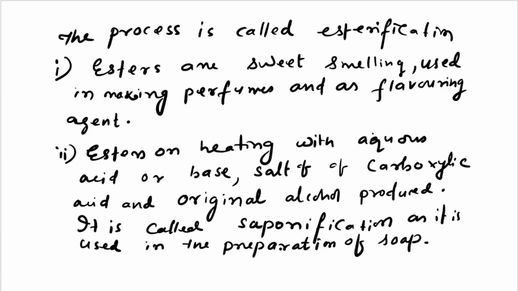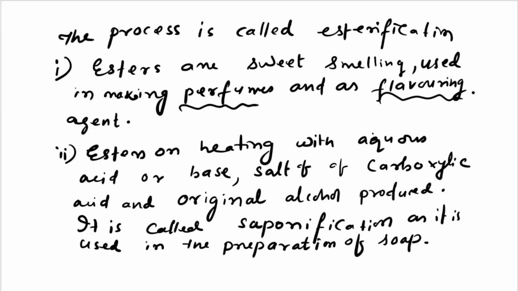Clear now? What is an ester? The process of how it reacts and gives ester is called esterification. Both alcohol and acid react in the presence of sulfuric acid, and in this process ester is formed, and this process is called esterification. Esters, what is the smell? Esters are sweet smelling, used in making perfume and also as flavoring agents.